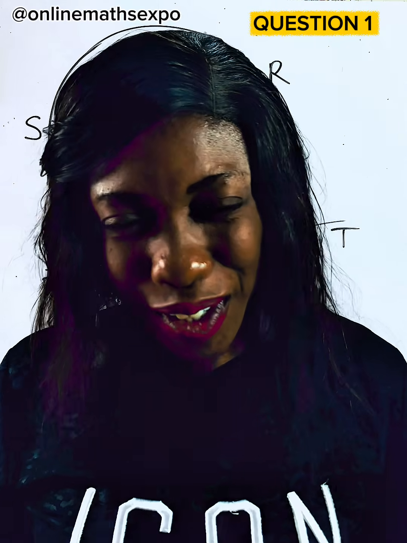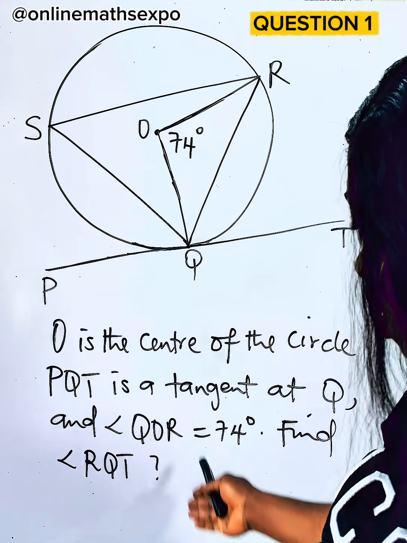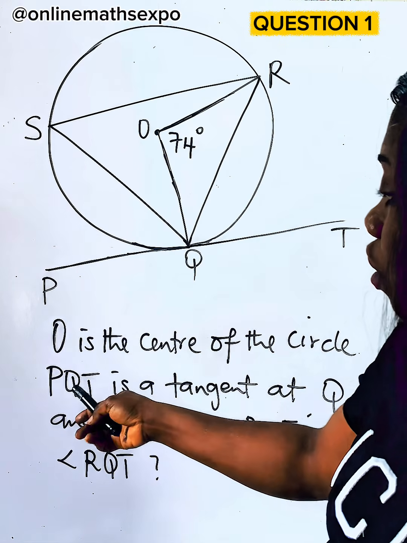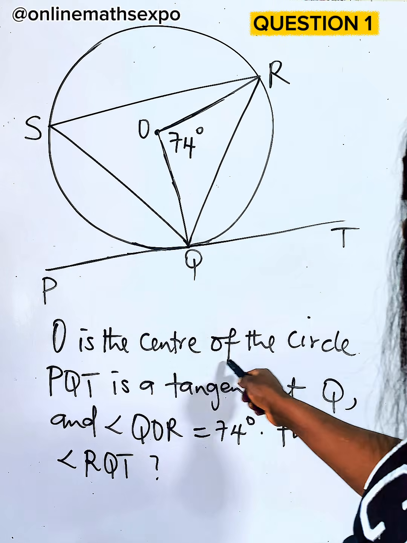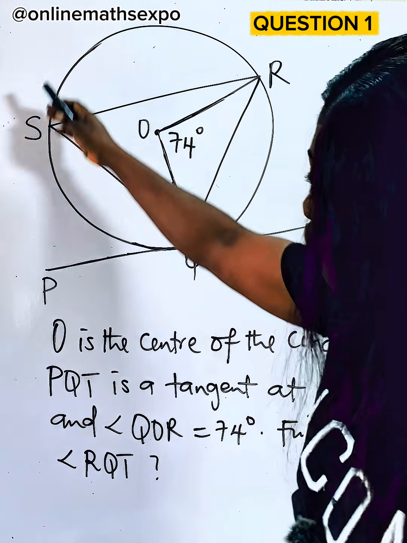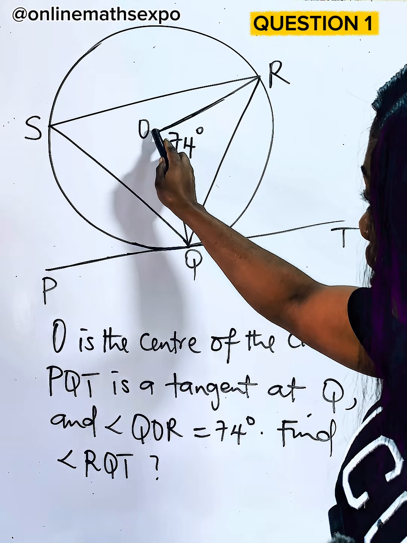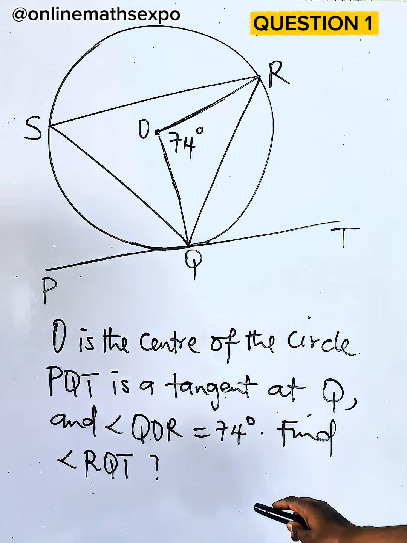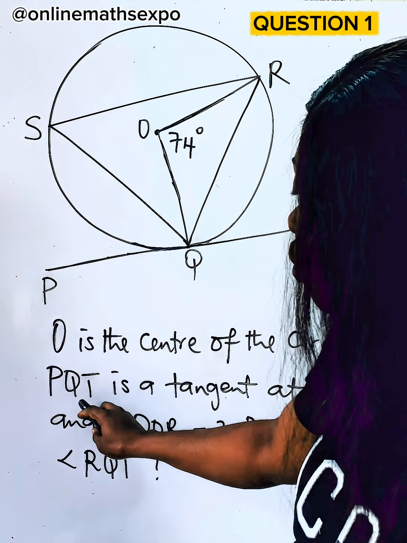Let's solve this question together on circle geometry. This is what you have. And we are told O is the center of the circle. If you go to the circle, you will see that this is the center, and that's where you have this point O. Then we are also told PQT.